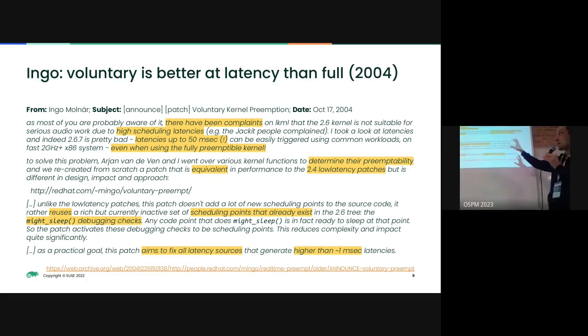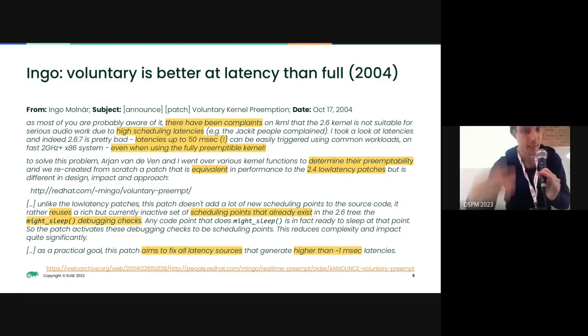So from this, I take that Ingo wanted to have more like low latency. His goal was low, not a middle ground between no preemption and full. He wanted to go all the way, farther than full, in terms of low latencies. And that was a surprise for me because I didn't expect that.